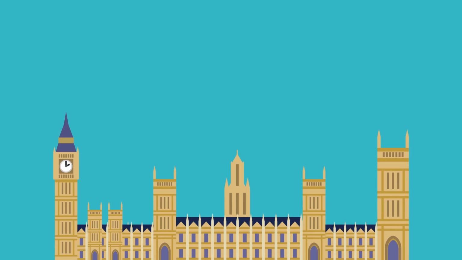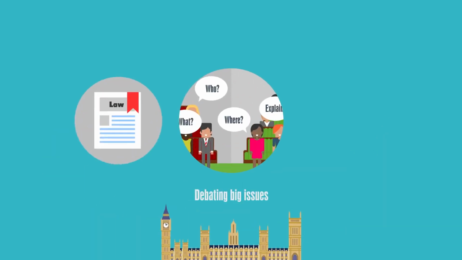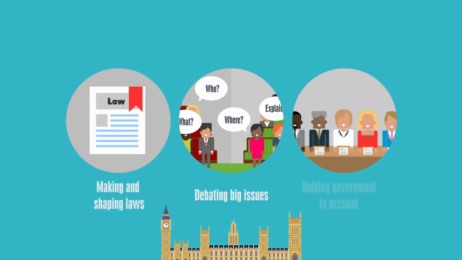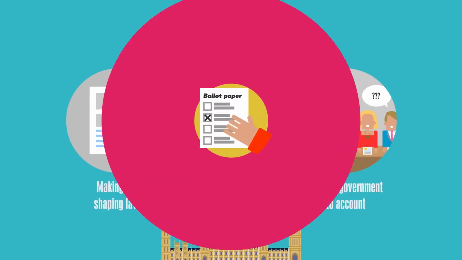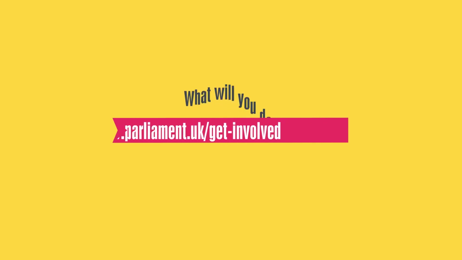So, Parliament sits at the heart of UK democracy, debating the big issues of the day, making and shaping laws, and holding the government to account. By voting, petitioning, campaigning and more, you can also get involved with the work of Parliament. What will you do?